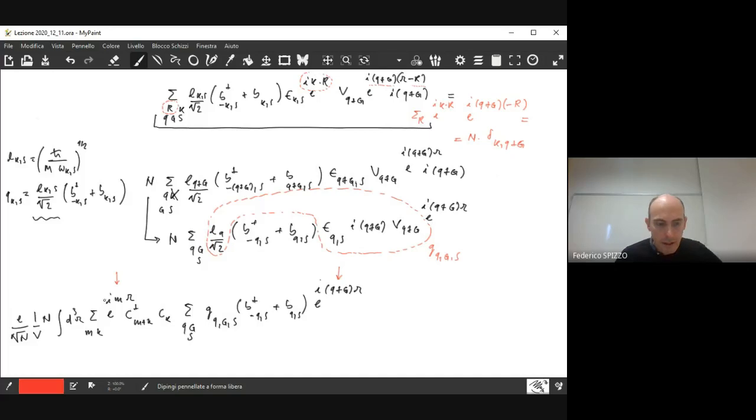Yeah, I forgot, sorry, that there was a minus sign here. At this point, this integral, the integration over R, so the integration over d3R with e to the minus i m r e to the i q plus g times r, gives a volume times a Kronecker delta m, q plus g.